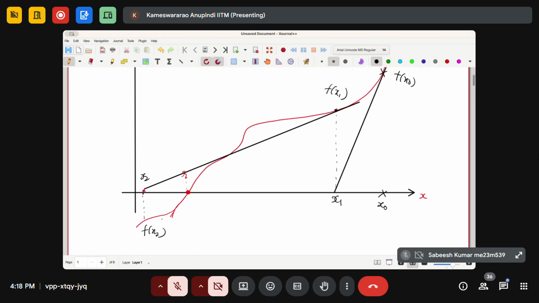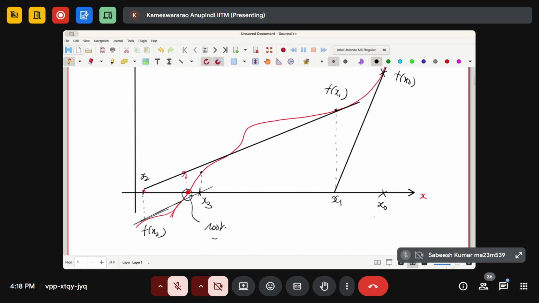And here, I'm going to draw a tangent again. Let us say this tangent goes like that. Then I get to the next point called x3, and then I calculate what is f of x3, and so on. I keep doing this until I zero in on the root. Okay, so that is the idea.